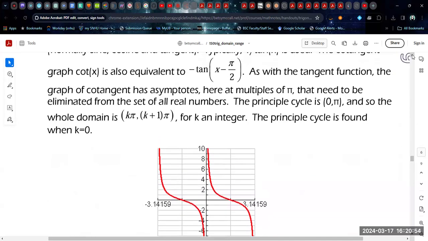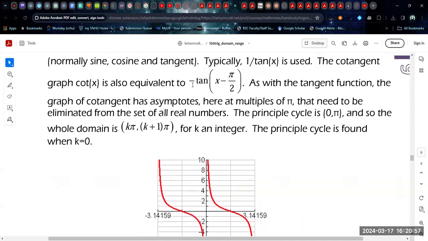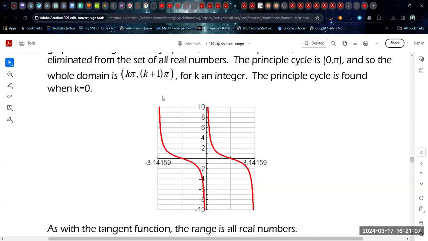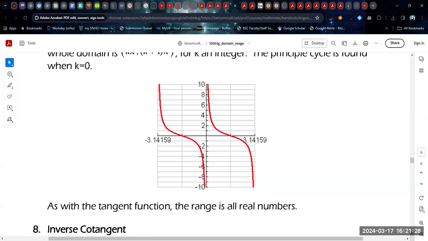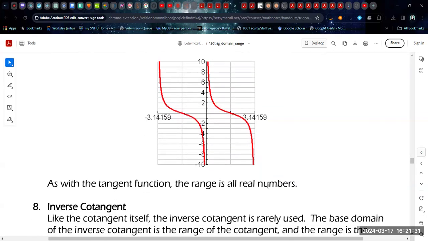You can also do it as a transformation of the tangent. So it would be a vertical reflection and also a shift by pi over 2, either way. But the domain for these functions typically has, because cosine is 0, or sine is 0 at 0, and that's in the denominator, you get asymptotes at multiples of pi. So 0 to pi, for instance, would be this first cycle right here. As with the tangent function, the range is all real numbers.